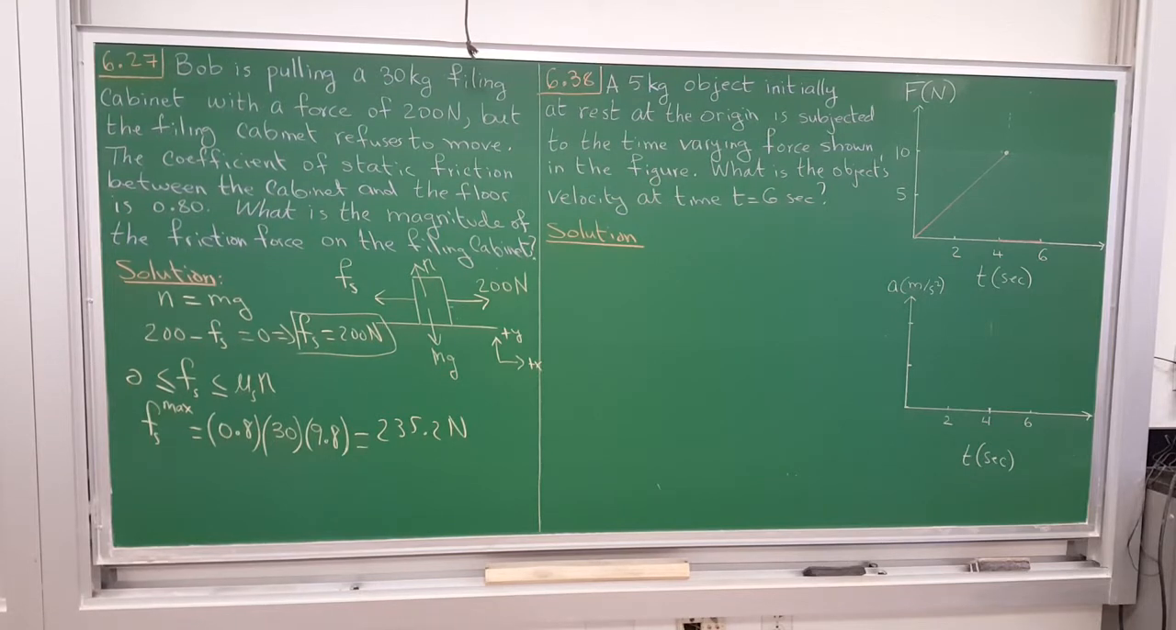So it says a 5 kilogram object is initially at rest at the origin. So it's at rest, meaning the initial velocity is 0, and it's at the origin, the initial position is also 0. It is subjected to the time varying force shown in the figure. So the force is shown to us. What is the object's velocity at time t equal to 6 seconds?